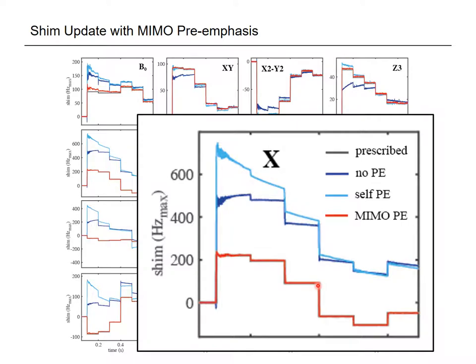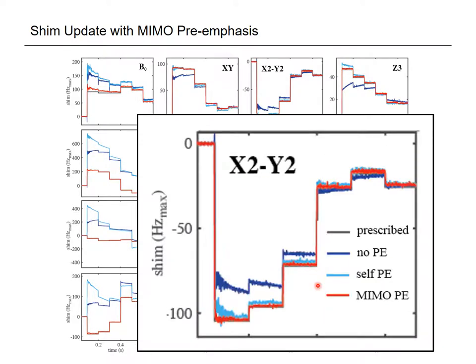If we instead look at one of the second-order shim channels, we here see that the self-term pre-emphasis improves the response, but we still have quite some oscillations after the first shim step. With matrix pre-emphasis, most of these oscillations are suppressed, indicating that they were cross-term responses to steps in other shim channels.